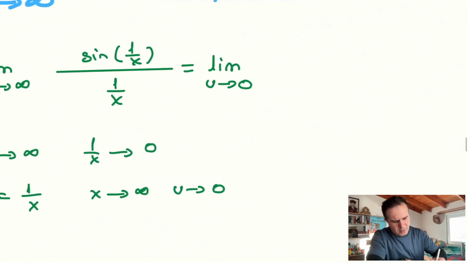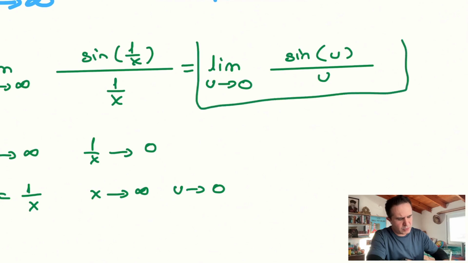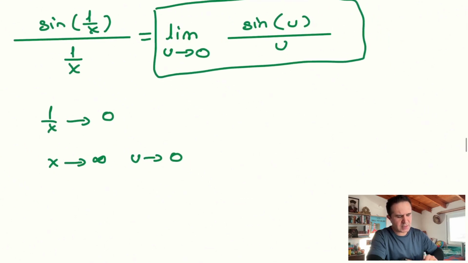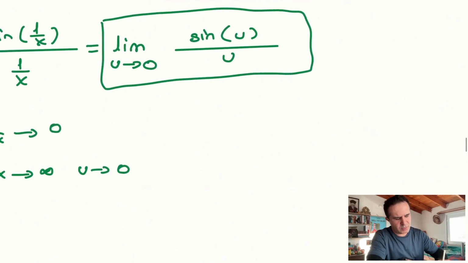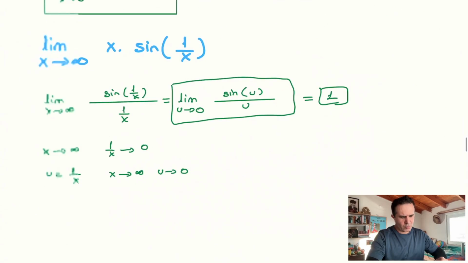Now, sine 1 over x, I will rewrite as sine u, and divide it by 1 over x, which I will rewrite as u. Okay, now we have the limit as u approaches infinity of sine u divided by u, and we know that this is equal to 1. And the answer of this limit is 1.